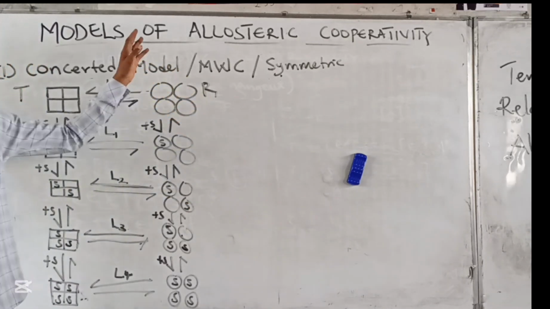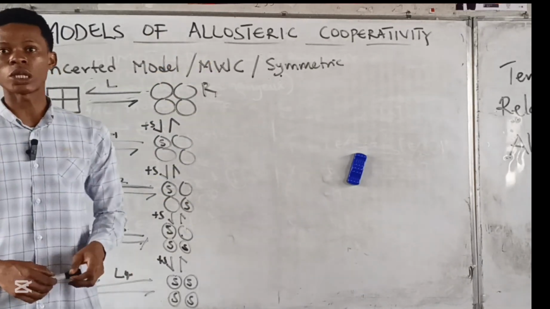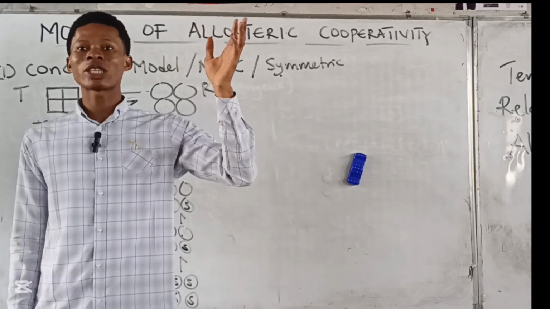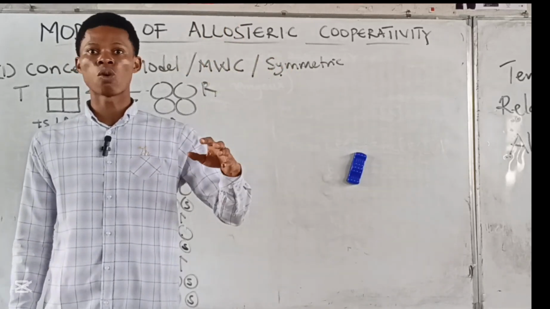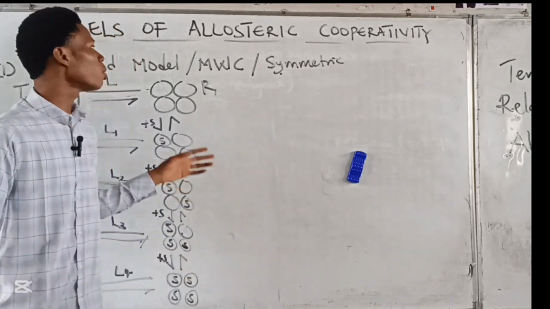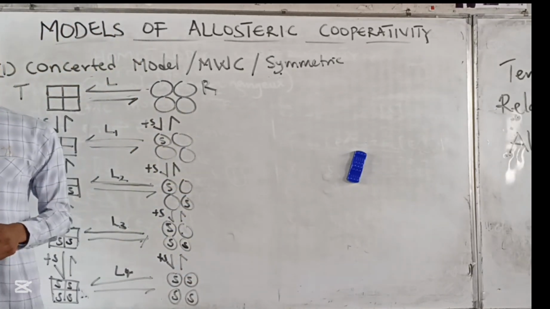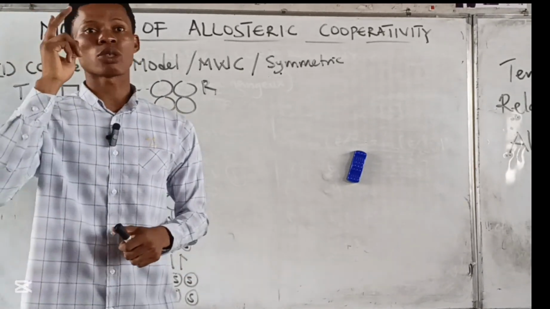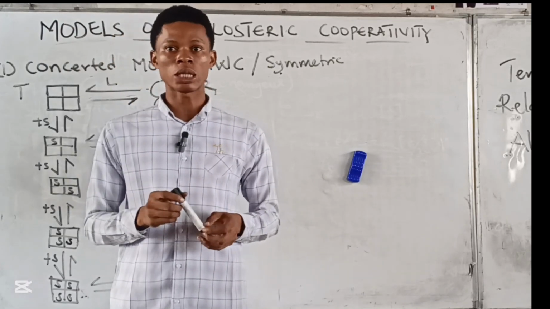Alright, so we are looking at the models of allosteric cooperativity. Now, we've seen the two types of allosteric cooperativity: positive and negative, right? Now, the models of allosteric cooperativity, we still have two types, two models of allosteric cooperativity.